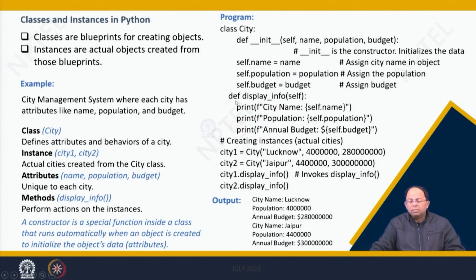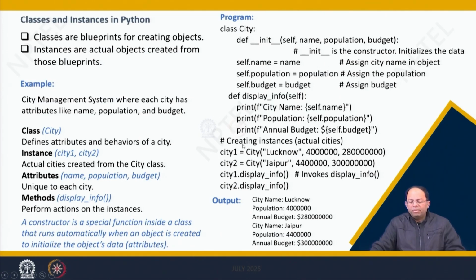And then we add the function def display_info(self), that prints an f-string: City name, self.name; f-string population, self.population; f-string annual budget within curly brackets, self.budget, which shows the budget of that particular city, with a dollar sign, which is just printing the dollar sign in front of the budget.